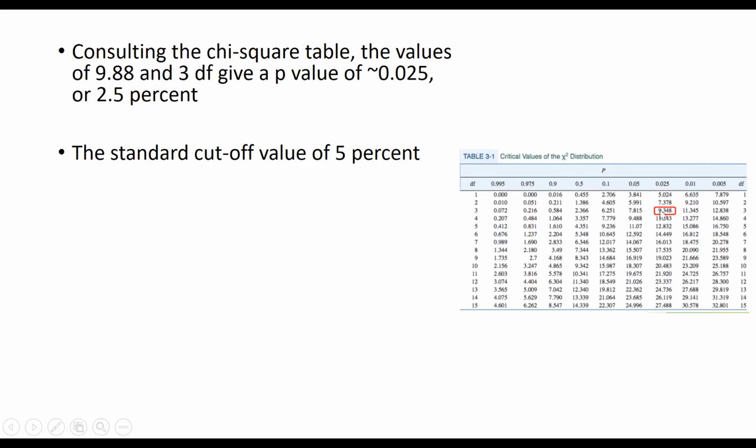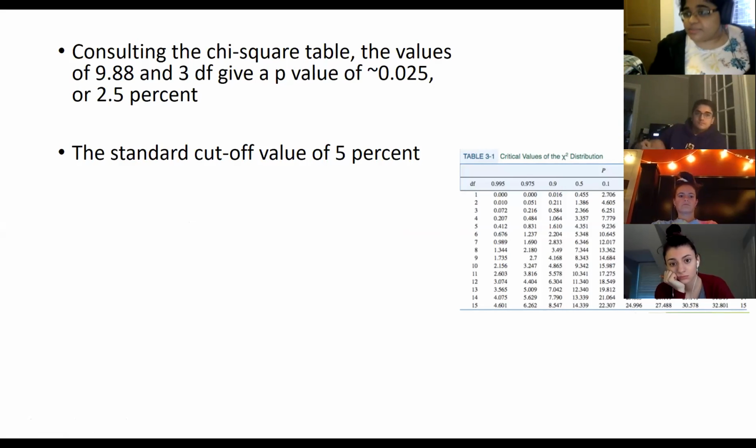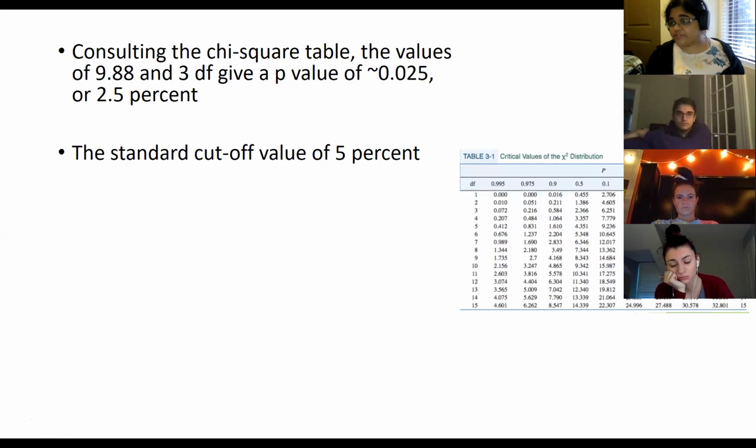And when you look at that, you get this p-value, which is also meaning 2.5%. So typically the cutoff value, the standard is 5%, but it depends on the question too. So make sure that the cutoff is actually at 5%. If it's not saying anything, then assume it is.